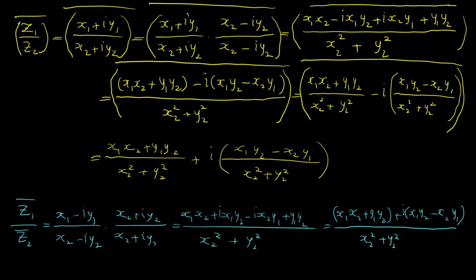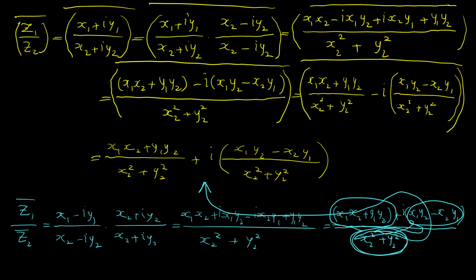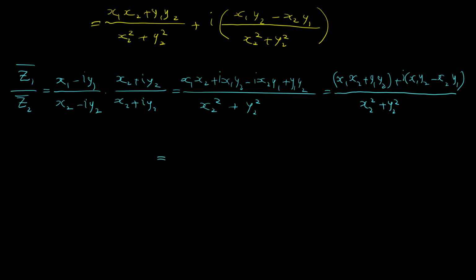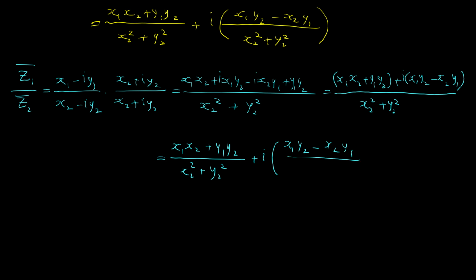Now, similar to the previous part, we divide this by the denominator and we divide this by the denominator because we want to get to this form and we want to show that they are equal. If we separate, we have x1 x2 plus y1 y2 all over x2 squared plus y2 squared, and we have plus i times x1 y2 minus x2 y1 all over x2 squared plus y2 squared.